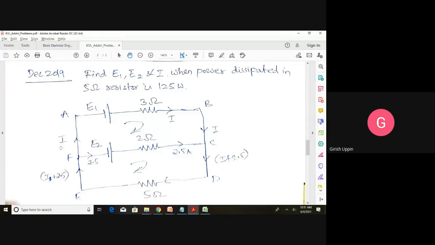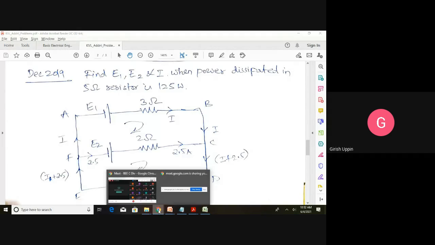One more piece of information that I have given is the power dissipated in the 5 ohm resistor is 125 watt. Just think how you can solve this. I will give you 5 minutes, and after the 5 minutes, we will discuss.